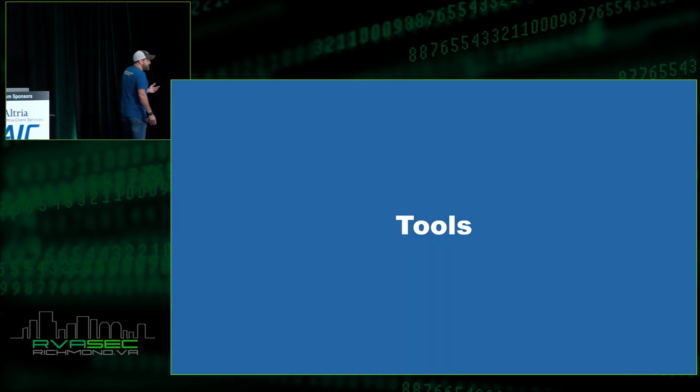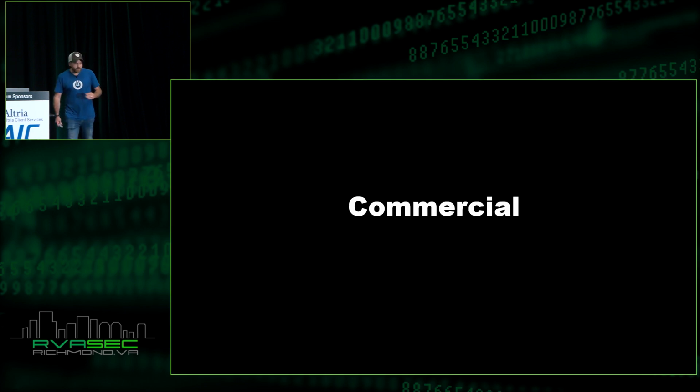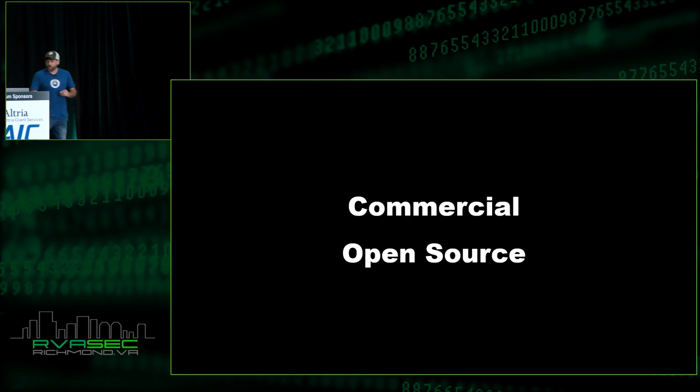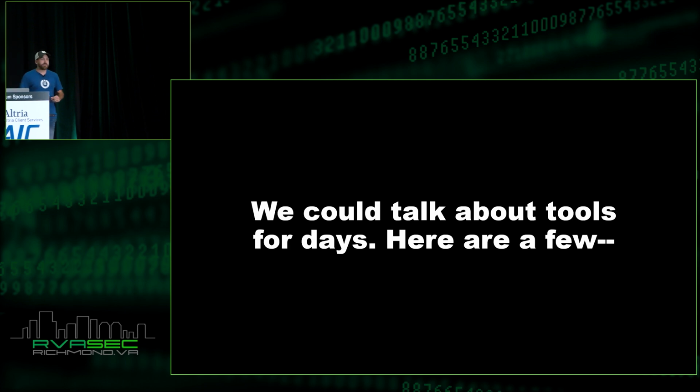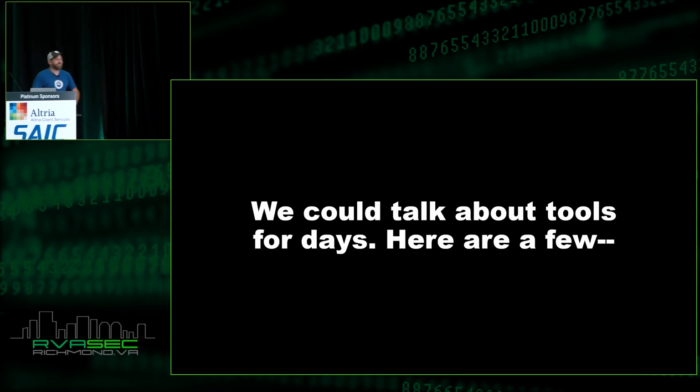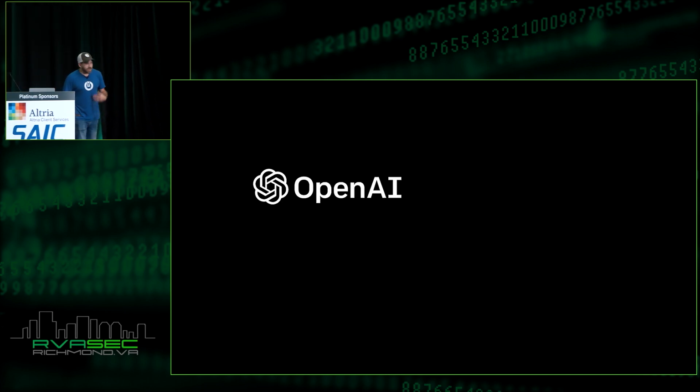So tools, many tools, use these models, and those fall into two categories, commercial and open source. And we could talk about tools here for days, because there are a billion of them, and there are more every single day, every single week. It's a fire hose, but I'll talk about a few. So OpenAI is probably the front runner right now. They make ChatGPT. They also have the platform where you can make API requests that do various things.